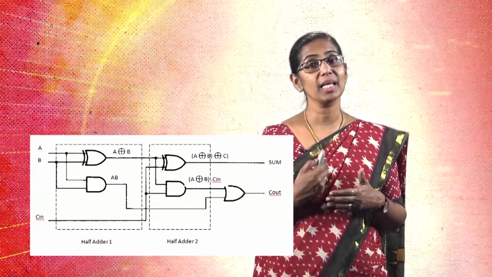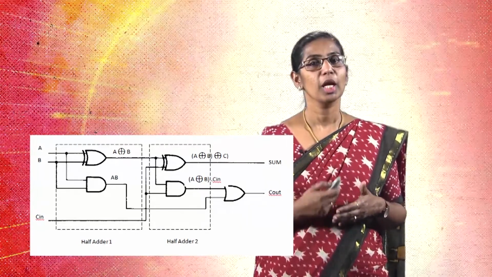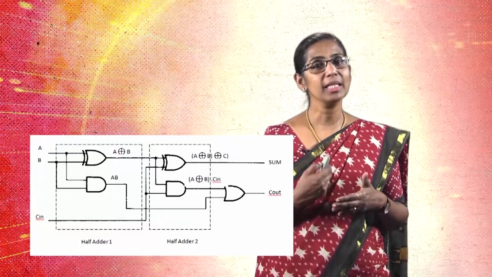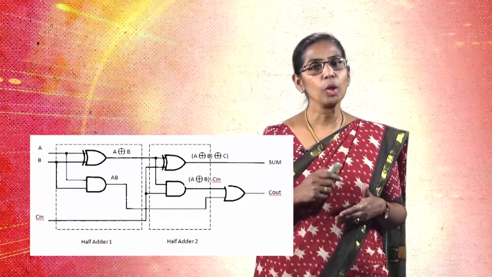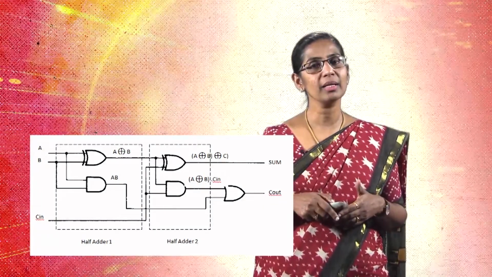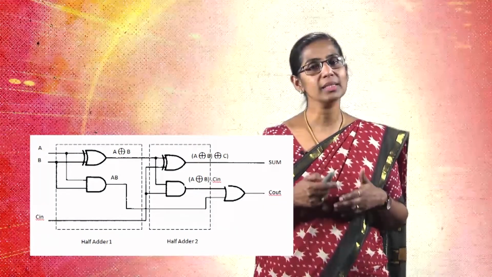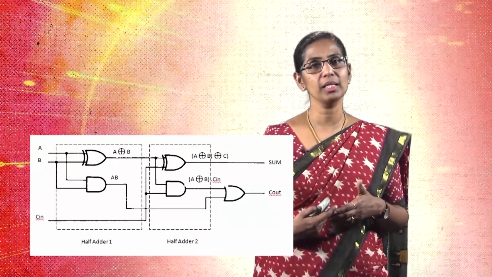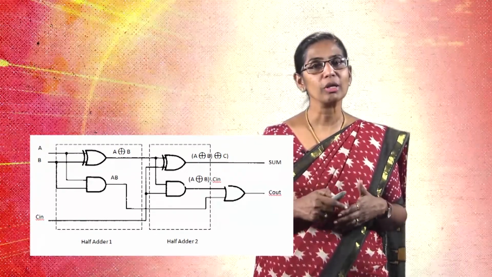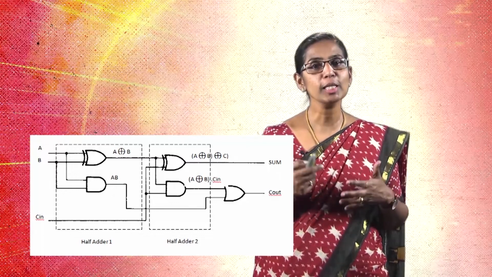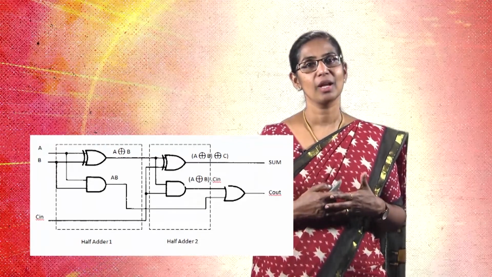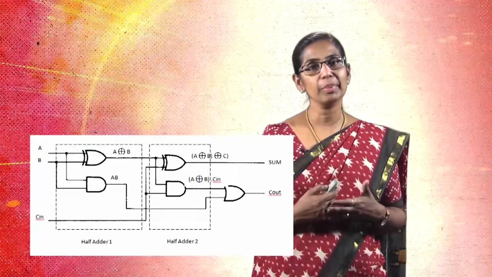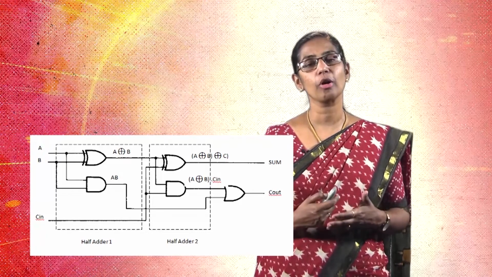How do you get Cout, the carry output? Inputs of the first half adder are A and B and its carry is AB. What are the inputs of the second half adder? A XOR B and Cin. So, the carry from the second half adder is A XOR B dot Cin. The logical sum of these two carries gives us the final carry output, that is AB plus A XOR B dot Cin.